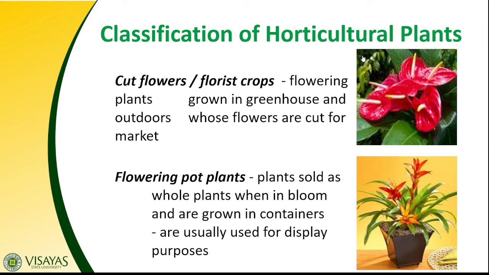And the second is flowering pot plants. These are plants sold as whole plants when in bloom and are grown in containers. They are usually used for display purposes, just like this plant here at the side. So it's inside a container.